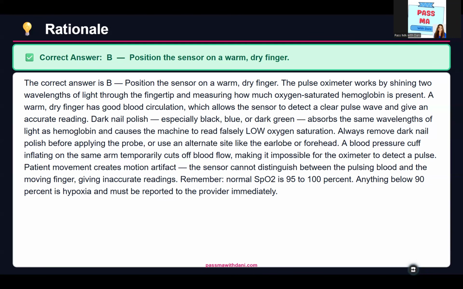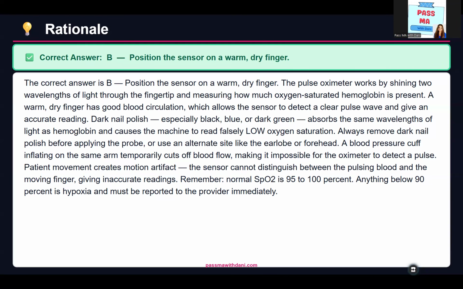Now, I want you guys to remember the pulse oximeter measures two things. It measures the patient's oxygen saturation, and it also measures their pulse rate. A normal oxygen saturation is from 95 to 100. For an adult at rest, normal heart rate range, normal pulse, is from 60 to 100 beats per minute.